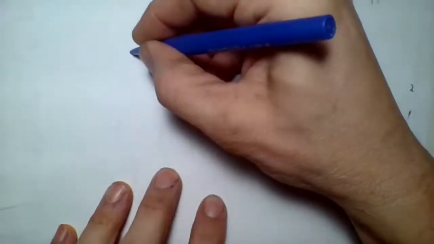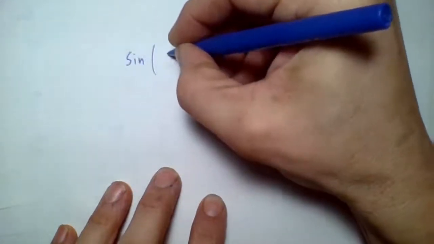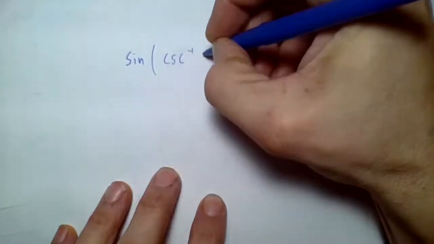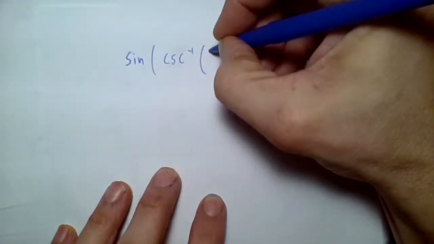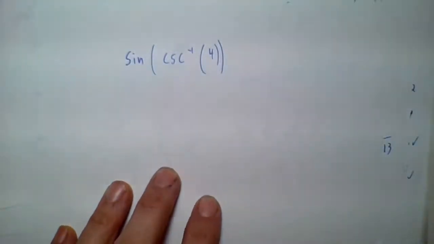Sometimes it looks like sine of inverse cosecant of 4. That doesn't look like a fraction now, but we can think of it as a fraction. You want to think of it as a fraction to use this process.